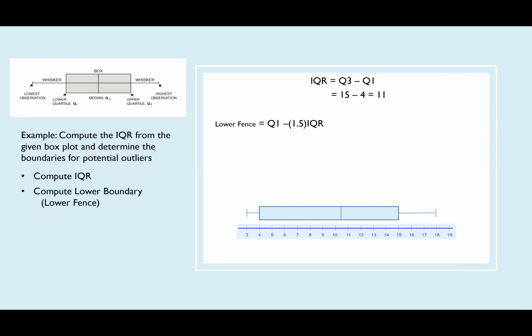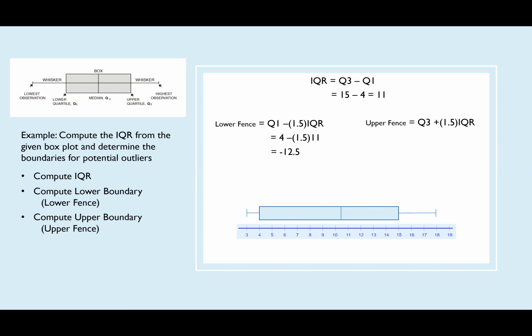Next, we're going to compute the lower fence. And so this is really the lower boundary, the cutoff mark for where we're going to have outliers on the low side. So that's done by taking Q1 minus 1.5 times the IQR. And in this example, Q1 was 4. As we saw a minute ago, the IQR is 11. So crunching this out, I get negative 12.5 for my lower fence.